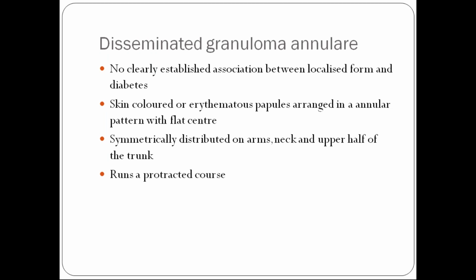And now coming to disseminated granuloma annulare. There is no clear established association between the localized form of granuloma annulare and diabetes. Skin colored or erythematous papules arranged in an annular pattern with a flat center are seen in this. Symmetric distribution is seen over the arm, neck and upper half of the trunk, and it runs a protracted course.